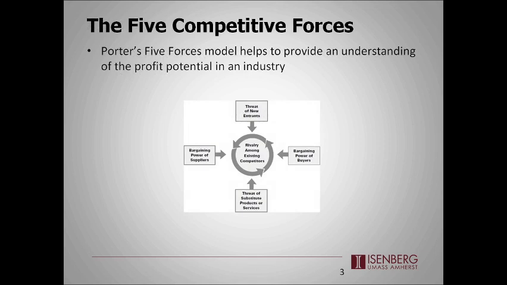Porter's 5 forces is one of the most well-known tools in management, and you've probably come across it in some context before. But just to recap, it argues that 5 forces, the threat of new entrants and substitutes, bargaining power of buyers and suppliers, and competitive rivalry, can help to explain how much profit potential exists in an industry.